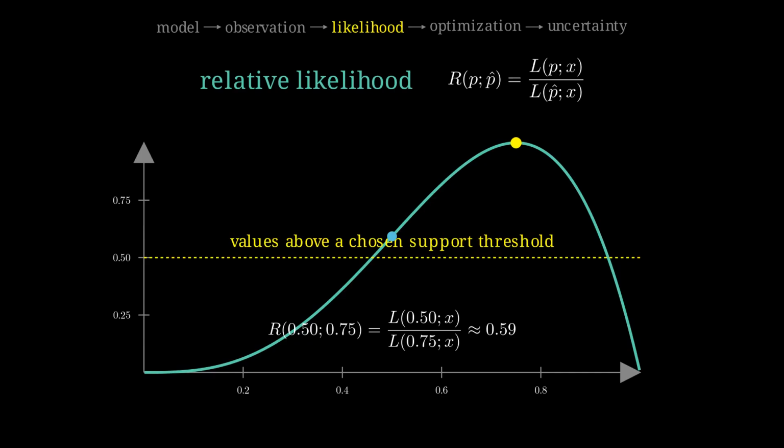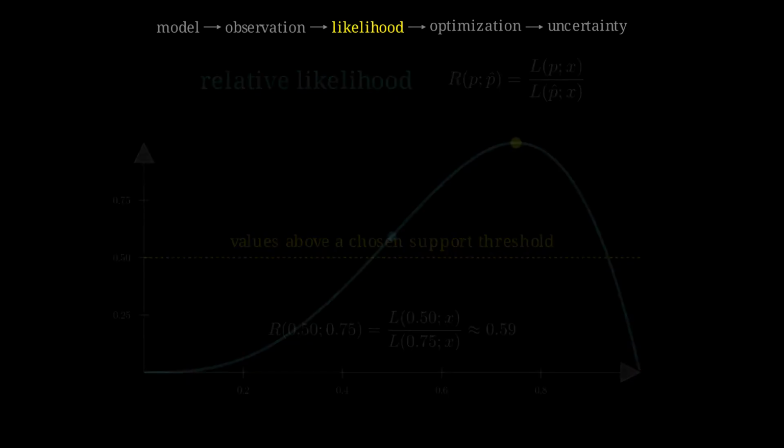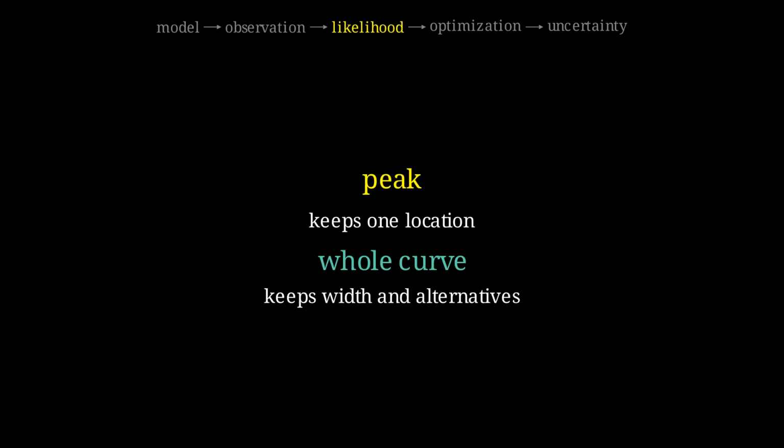Why keep the curve instead of only its peak? The peak gives one location. The curve also shows which nearby values remain competitive and how quickly support falls away. Compression is useful only when we remember what it discarded.